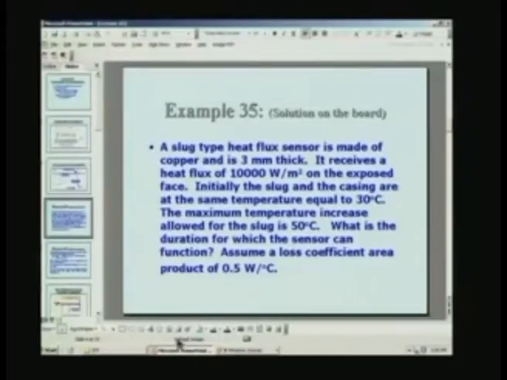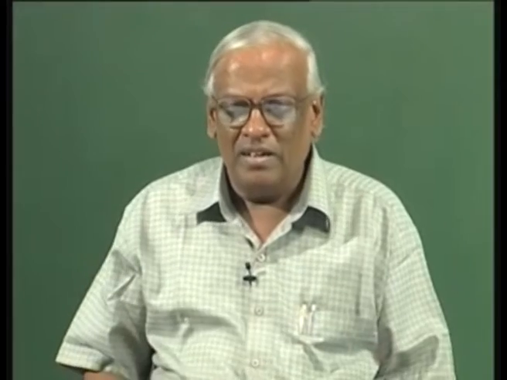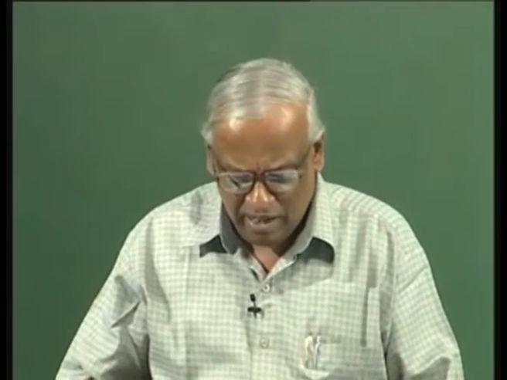So with this background, let us look at the second part of the problem. In the previous case, if you remember, the slug was assumed to be thin, so that the temperature throughout the slug was the same at any given time t. There was no variation of the temperature within the slug itself at any given time t.